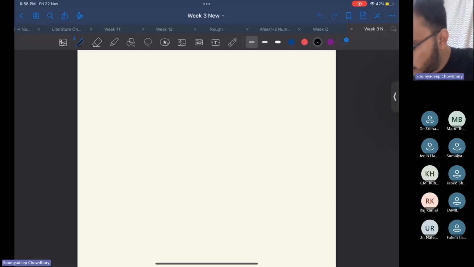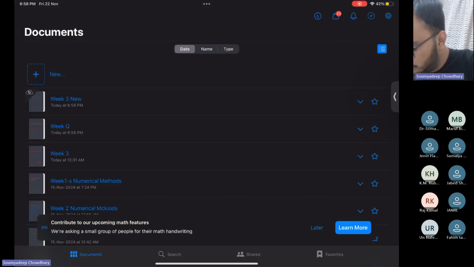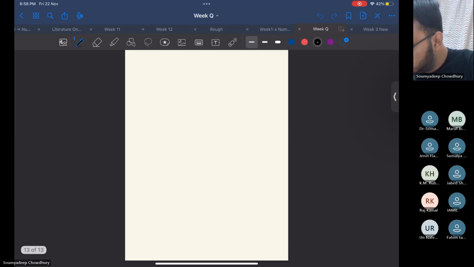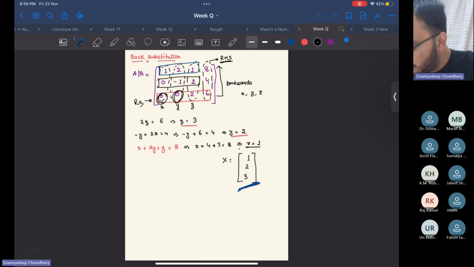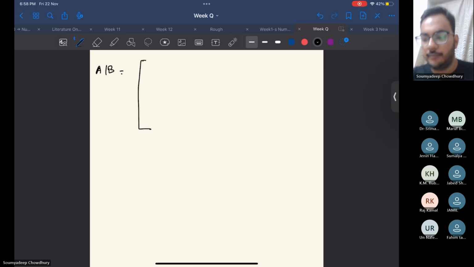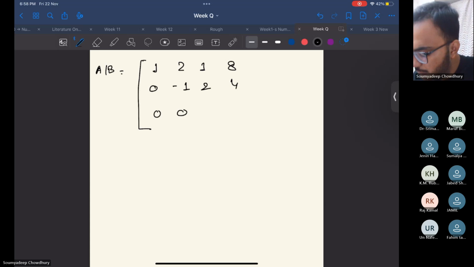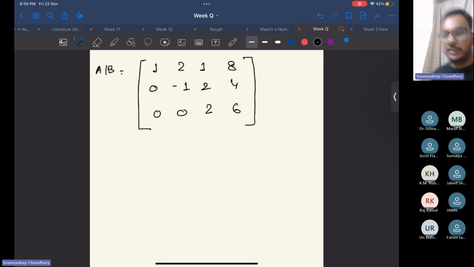So what was my matrix? It was basically 1 2 1 8, 0 1 7 2, 4... here we'll do 1 2 1 8, 0 -1 2 4. So this was my augmented matrix, right? So from this we did the back substitution.